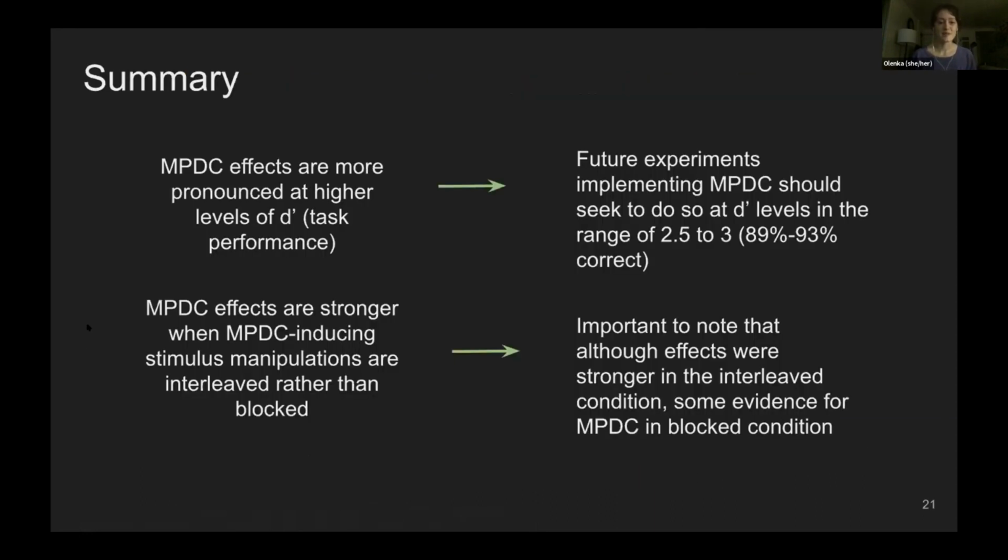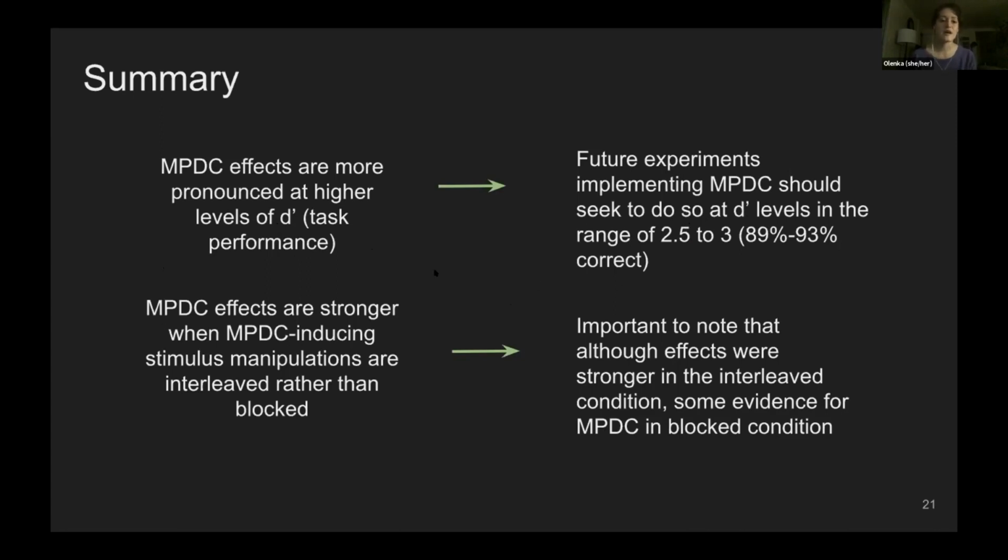So in summary, we're looking at the effect of match performance different confidence in order to improve methods for studying metacognition and consciousness. And we found that MPDC effects are more pronounced at higher levels of D prime or task performance, meaning that future experiments should implement MPDC at D prime levels around 2.5 to 3.